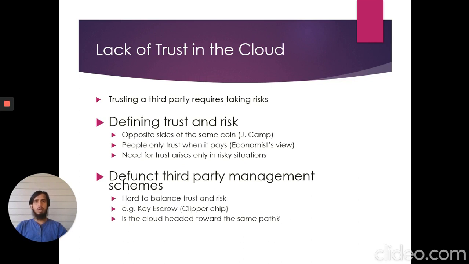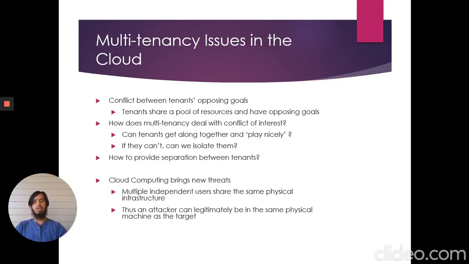If the cloud is owned by you and you have got a proper set of security, then that risk part between you and the provider doesn't come into the picture. And also the lack of trust in the cloud covers defunct third-party management schemes. Hard to balance trust and risk. An example is key escrow, that is the Clipper chip. You need to be aware of the Clipper chip, and whether the cloud is headed towards the same path will be the question that covers the lack of trust in the cloud.